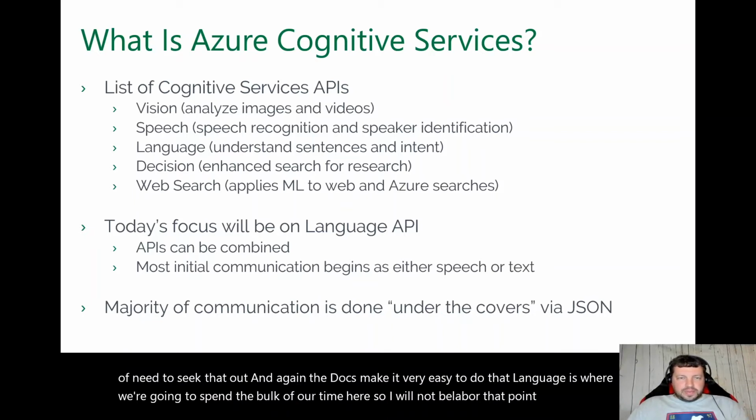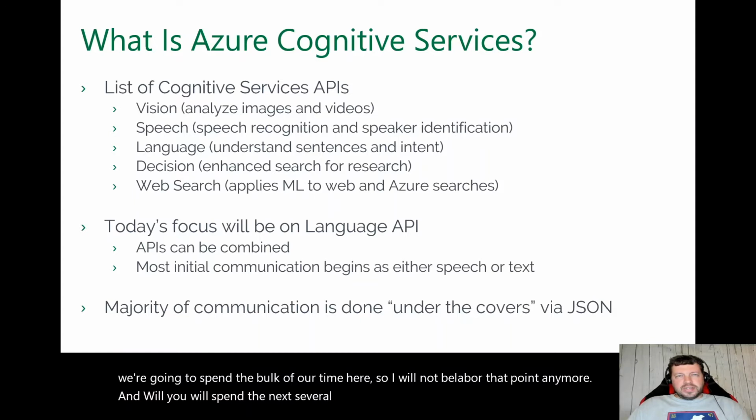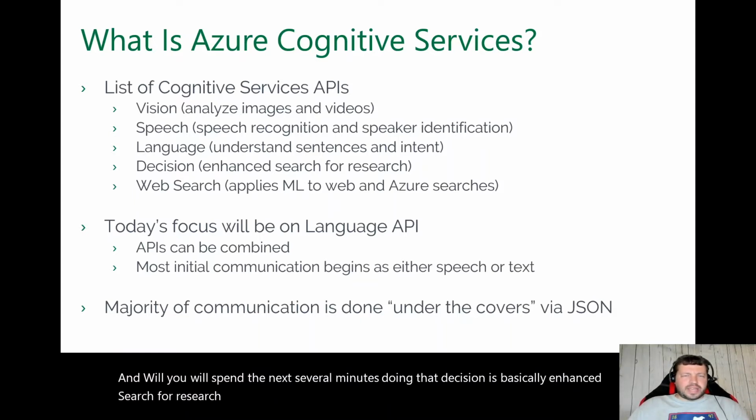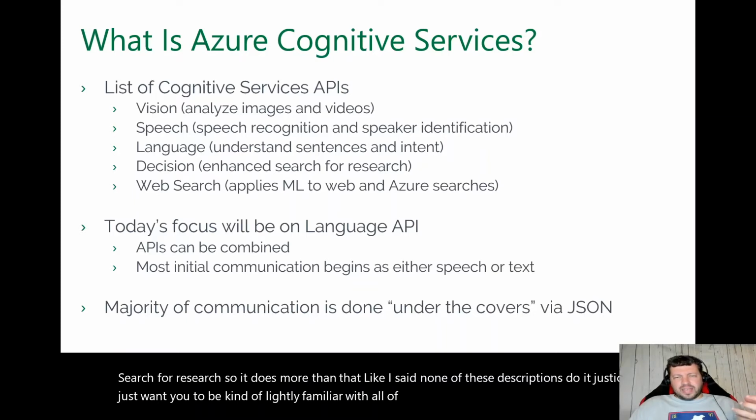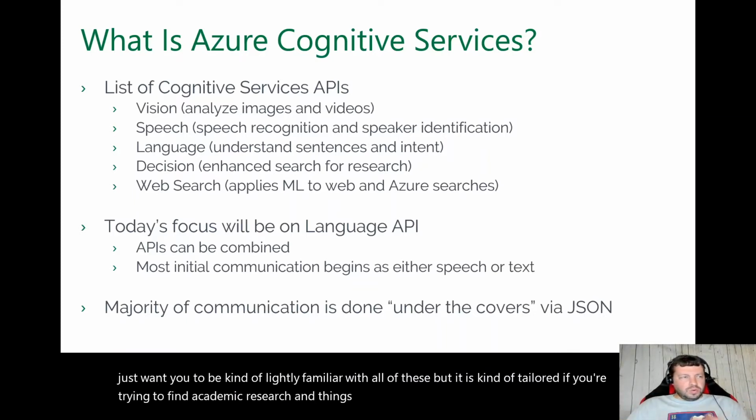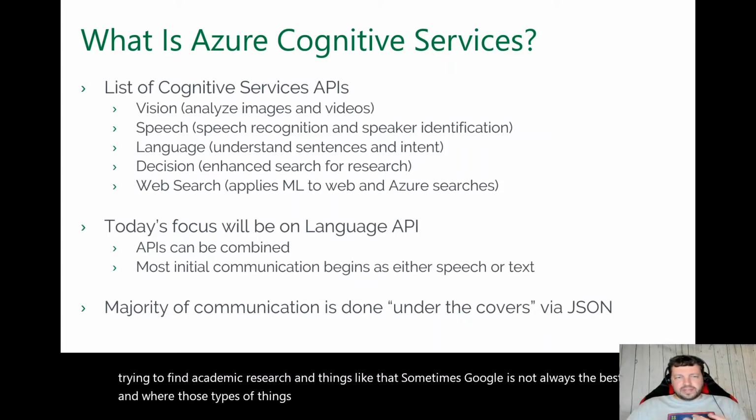And we'll spend the next several minutes doing that. Decision is basically enhanced search for research. So it does more than that. Like I said, none of these descriptions do it justice. I just want you to be kind of lightly familiar with all of these. But it is kind of tailored if you're trying to find academic research and things like that. Sometimes Google is not always the best at that, and where those types of things are stored. And Decision is an API kind of built to do that and more.